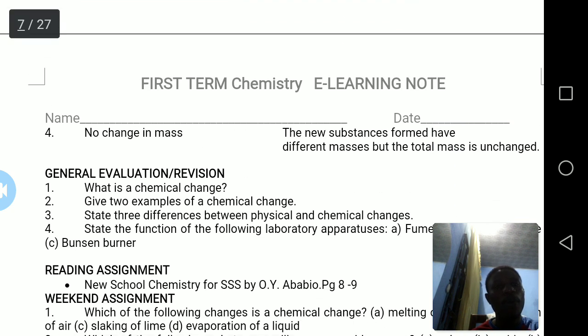Then last but not least, no change in mass. There's no change in the mass in physical change. I told you, pure water is the same pure water. But for chemical change, the new substances formed have different masses, but the total mass is unchanged. Are you getting what I'm saying? The new chemicals formed have a different mass from the original mass, but the total mass will not be changed. Okay, so that is that.